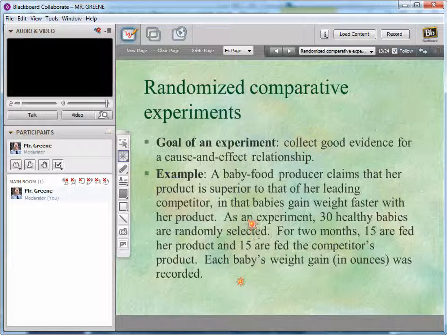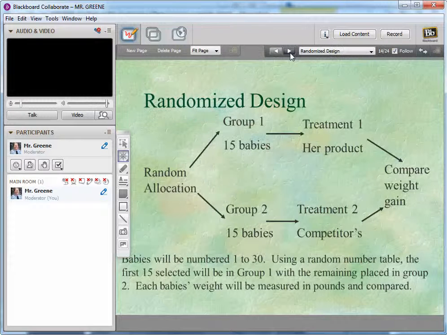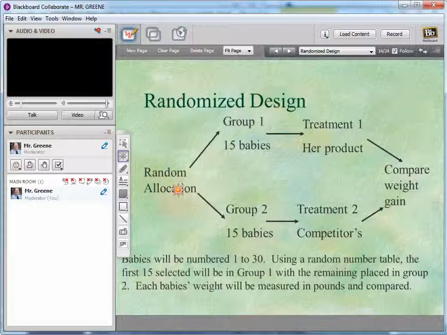Now I want you to notice they randomly selected, and then they randomly assigned 15 to be fed one and 15 to be fed another. These 15 healthy babies might have voluntarily come in one way or another. But if we randomly divide them up into the two groups, we have a fair comparison of the two things. So what they're saying is a random allocation here. They're dividing the babies into two groups, 15 here and 15 here. One group is going to get one treatment, her product. The other is going to get the other treatment, their competitor's, or what they were normally getting. And then they'll compare the weight gain at the end.